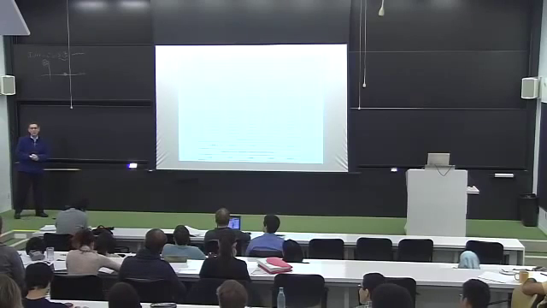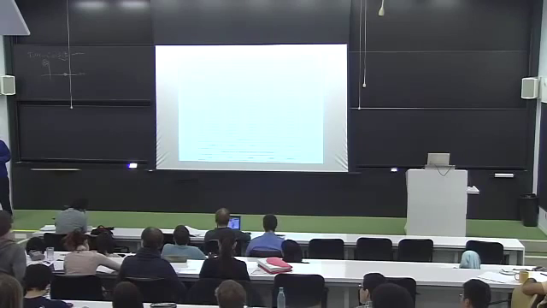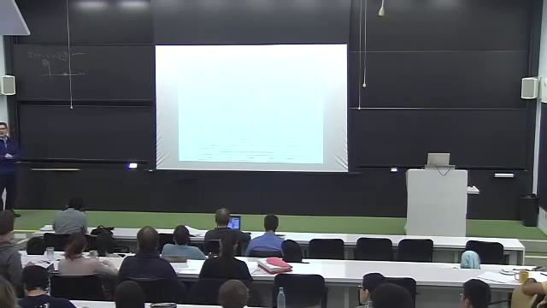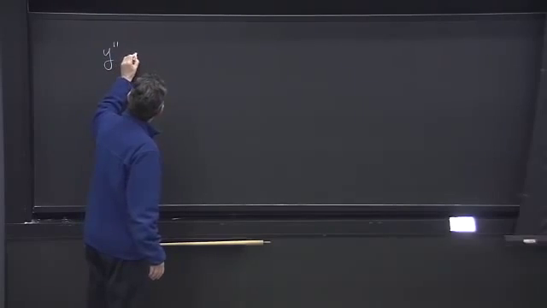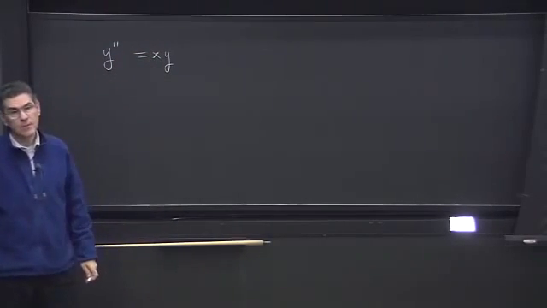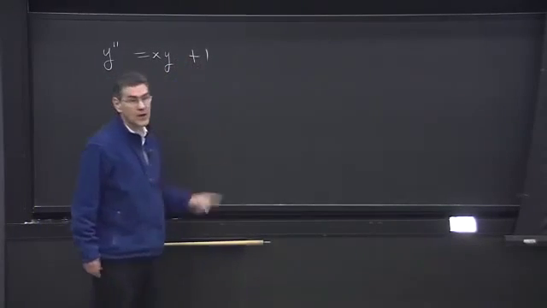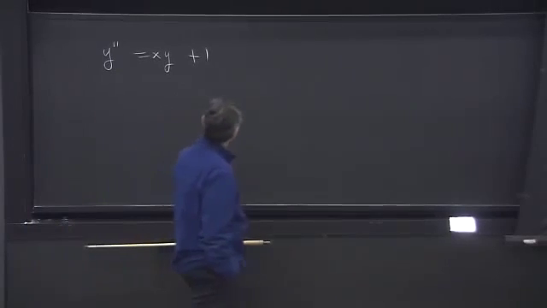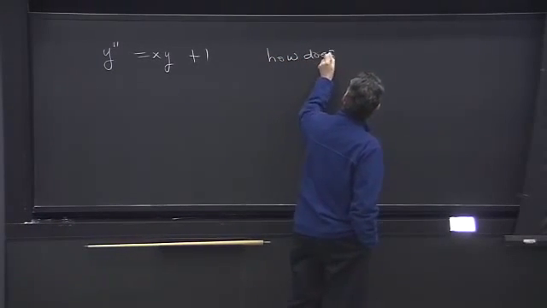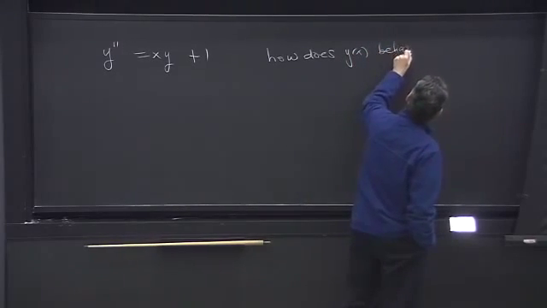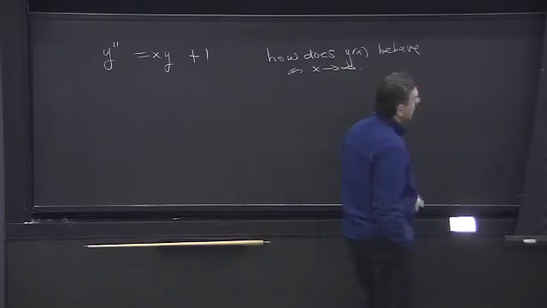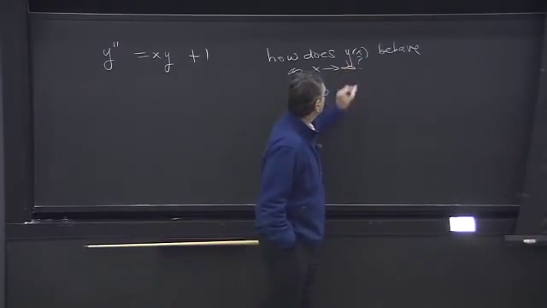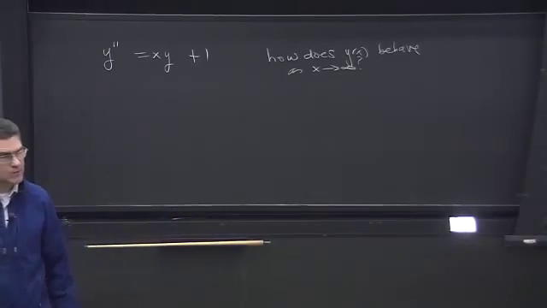You're walking down the street, and a guy comes up to you and says, I'm working on an inhomogeneous linear differential equation, which is related to the Airy function, okay? Suppose the guy is working on the equation y prime prime equals xy. That's the Airy equation, okay, plus 1. So that's an inhomogeneous equation, okay? And he wants to know, how does y of x behave as x goes to infinity? Very interesting problem.